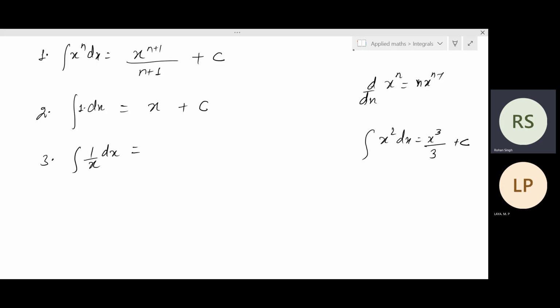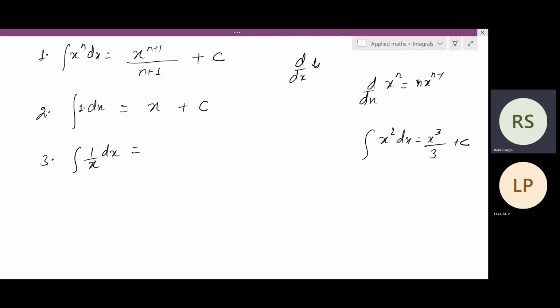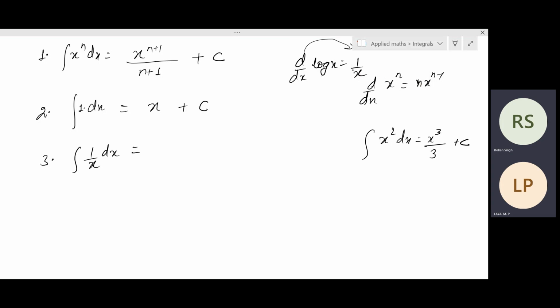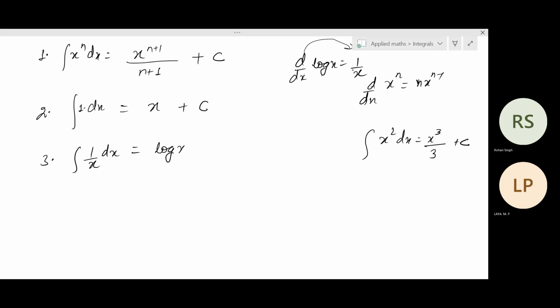So for 1 over x, we know that whenever we do differentiation of log x, we get 1 upon x, right? So that means if we do the integral of 1 by x, we will get log x.